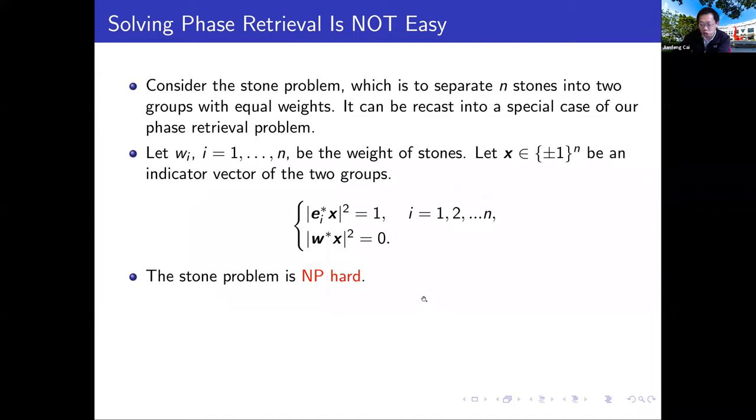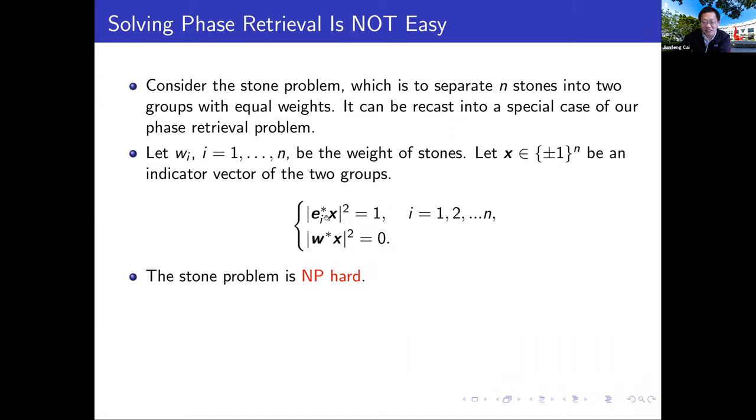Even when the phase retrieval problem has a unique solution, actually finding this solution is not easy. Here is an example of an extremely difficult phase retrieval problem. That is the stone problem. We want to separate N stones into two groups with equal weights. Then we just let X be plus or minus one, where plus one means in group one, minus one means in group two.